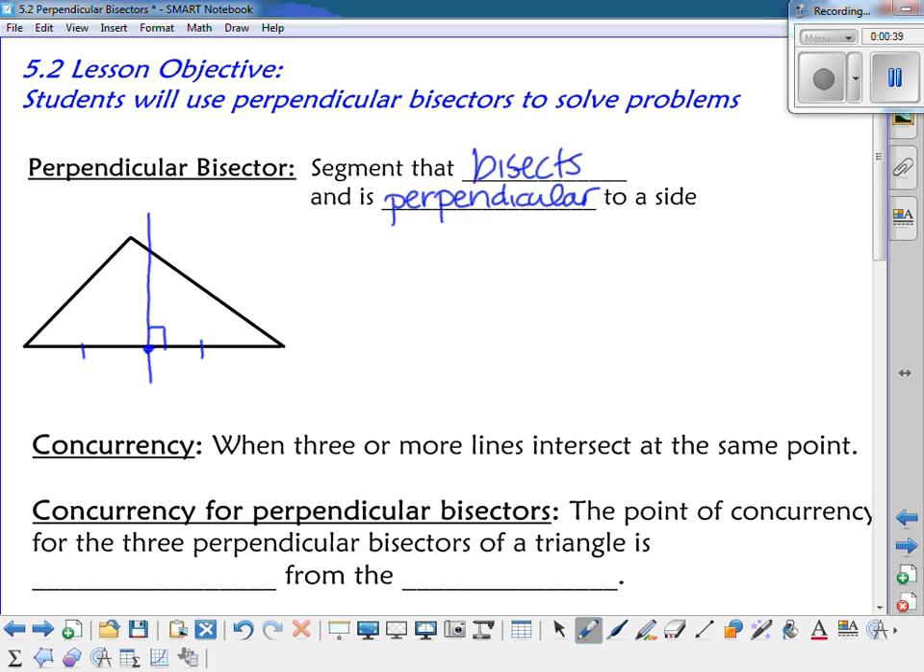So some vocabulary words you're going to need to know. Concurrency is when three or more lines intersect at the same point. And it turns out that for perpendicular bisectors, we have concurrency. The point of concurrency for the three perpendicular bisectors of a triangle is equidistant from the vertices.